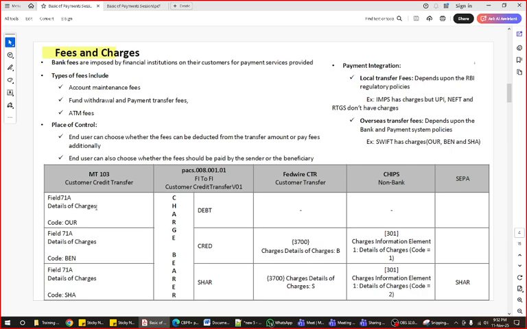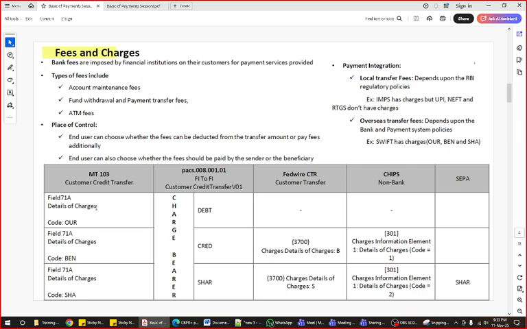Say the bank fee is 10 rupees. Priya will say, okay, deduct it from my amount. So 10 rupees is deducted from your account, on top of the 1000 rupees, and Prashant will get the full amount. What happened here is that OUR means it is deducted at the sender's end, and you have paid the charges. Till now you are clear? This charge clause is called OUR.